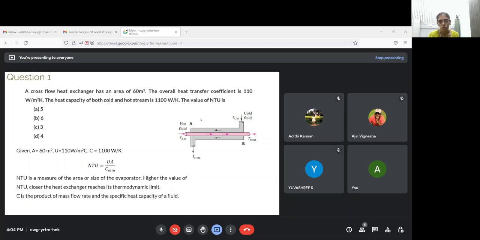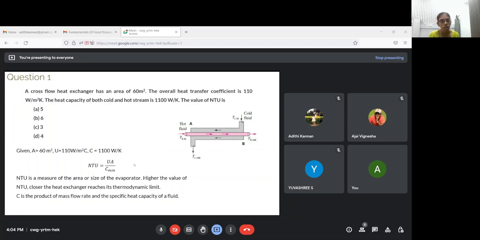So what is asked here is NTU. NTU is known as number of transfer units. So this NTU gives a measure of the area or the size of the evaporator. So greater the NTU, you can say that greater is the area or the size of the evaporator. And higher the value of NTU, closer is the heat exchanger reaching its thermodynamic limit. That is, generally it can be seen that higher the NTU, higher the efficiency of the evaporator as well. So NTU is a measure of the area of the evaporator and can also be related to the efficiency of the evaporator.